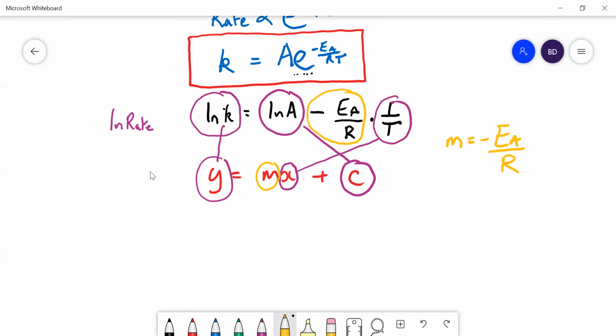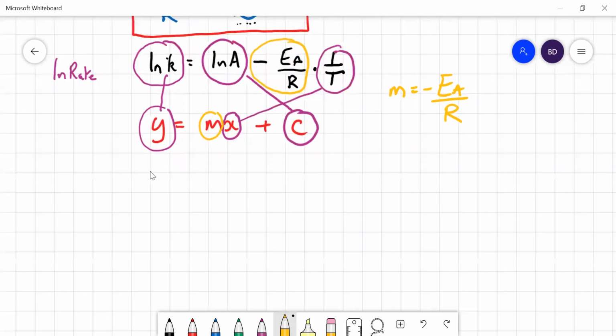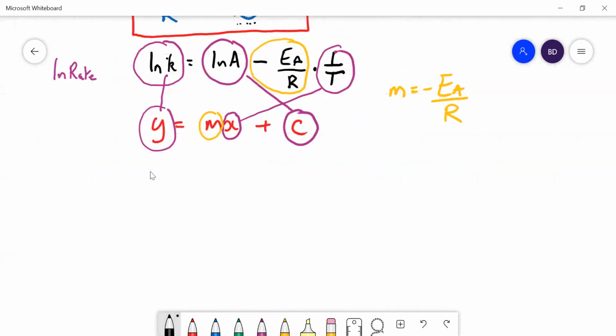So let's plot a graph then. You do a series of experiments at different temperatures. So you've got rate, and you've got the temperature, the absolute temperature. The rate often will actually be 1 over the time taken for the reaction.